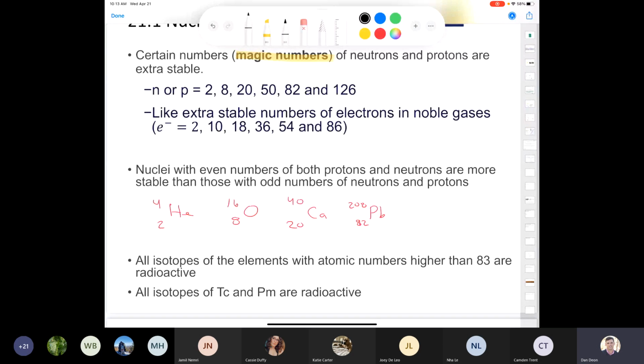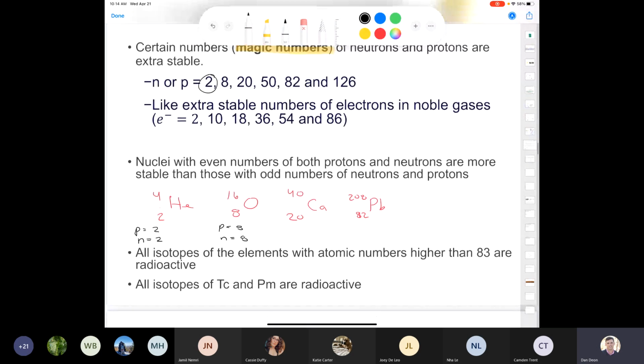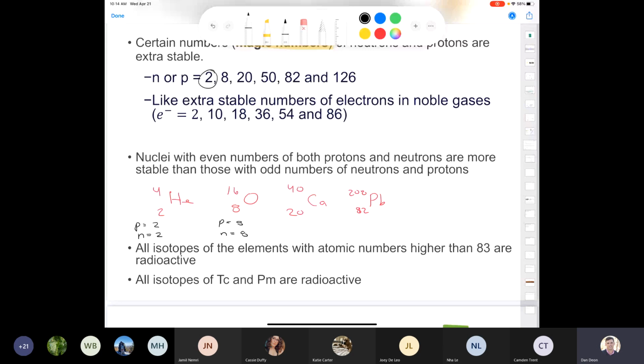I'm not going to calculate all of them, but you see the number of protons in helium-4 is 2. The number of neutrons is 2, right? 2 is a magic number. If you look at oxygen-16, the number of protons is 8. The number of neutrons is also 8. Here it's 20 and 20. If you look at lead, you have 82 protons and you have 126 neutrons. So those are double magic, and those are really stable isotopes.